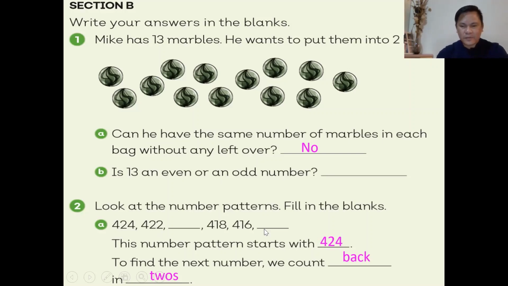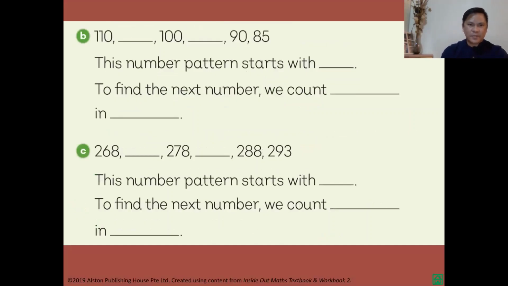Go to number 3. Letter B. 110, 100, 90, 85. This number pattern starts with 110. So we start from 110. To find the next number, we count back. So we count backwards from 110 by 5. So we need to count 5. 110, 9, 8, 7, 6, 5.